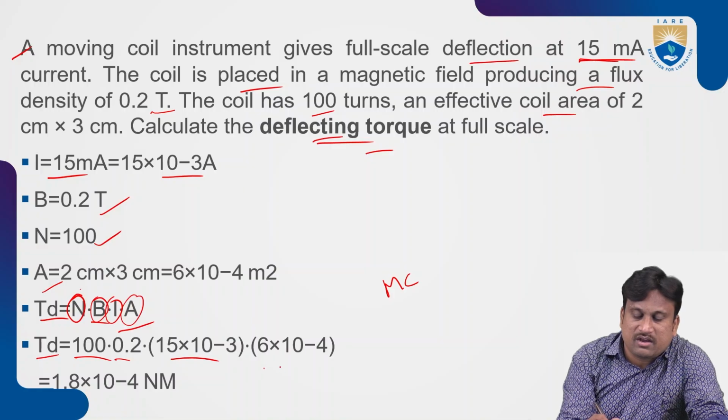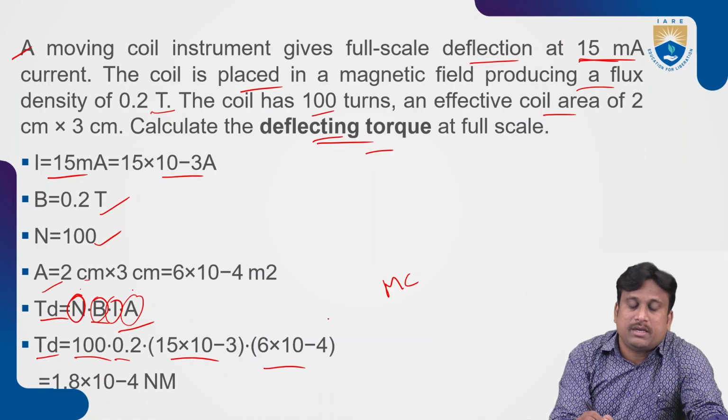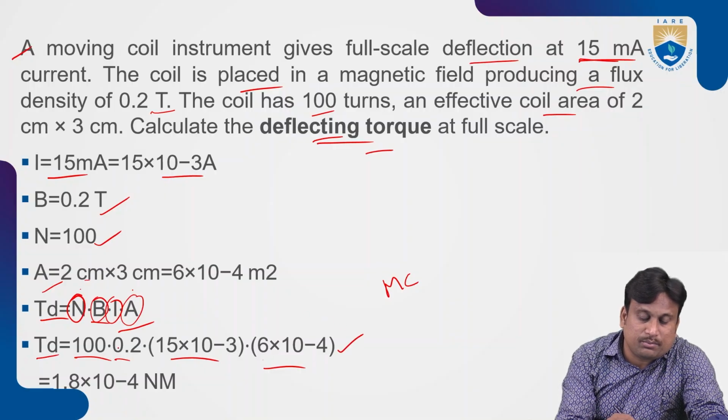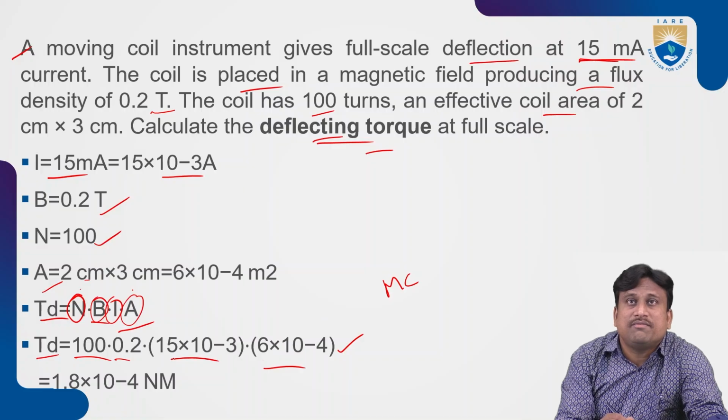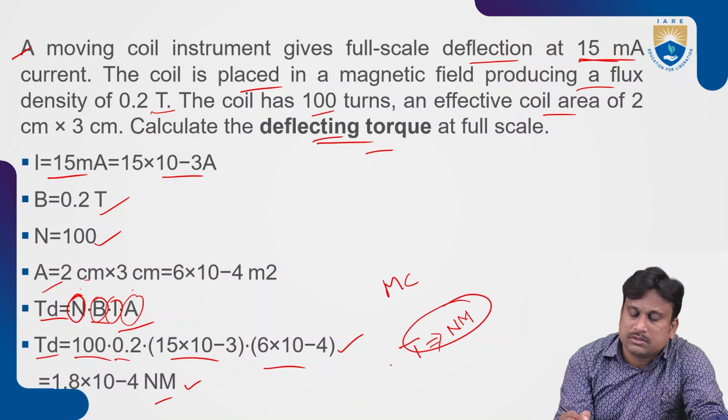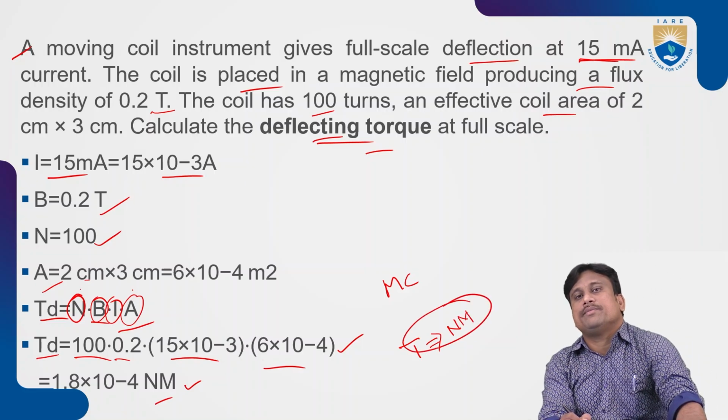And your area of cross section will be 2 into 3, which means 6 centimeters square, that is 6 into 10 power minus 4. When you substitute all these values in the deflecting torque expression, your result becomes 1.8 into 10 power minus 4 Newton meters. Usually the torque value we should consider in Newton meters. So this is the result we can see.